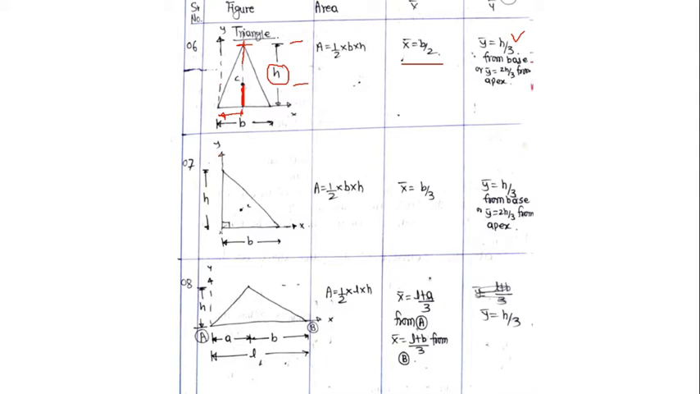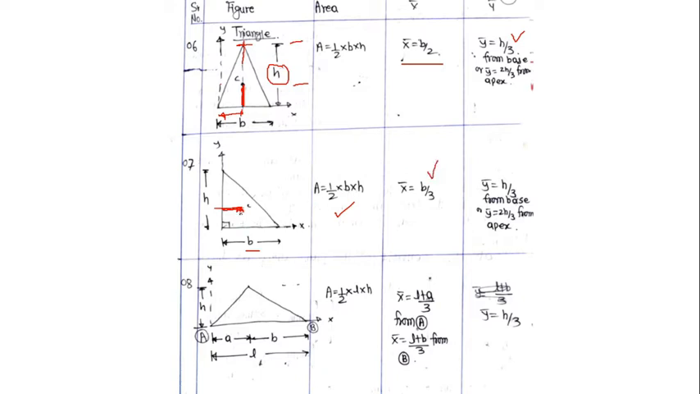Now, let us consider a right angled triangle. For this triangle we cannot draw a vertical or horizontal line of symmetry. This is the position of centroid of the triangle. Area is 1/2 base into height. Now, this is x bar, the horizontal distance of the centroid. We are measuring this distance from the side, so it is 1 by 3 of the parallel dimension b. So, b by 3.